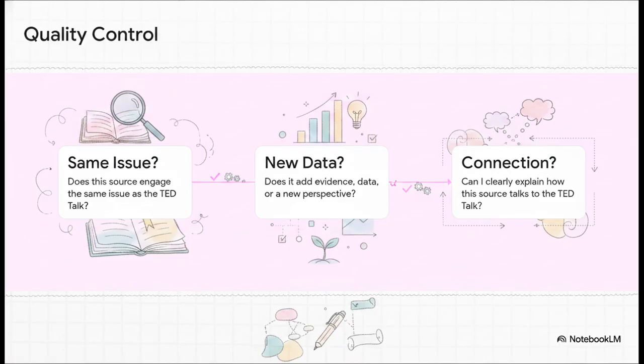Run it through this rigorous 3-step quality control check first. 1, does it engage the exact same issue as the TED Talk? 2, does it actually add new evidence, data, or a fresh perspective? And 3, can you clearly explain how this source talks to the TED Talk? If you can't articulate why the source matters, you've got to keep searching. A strong secondary source helps you say something brand new. It shouldn't just be the TED Talk repeated in fancier words.